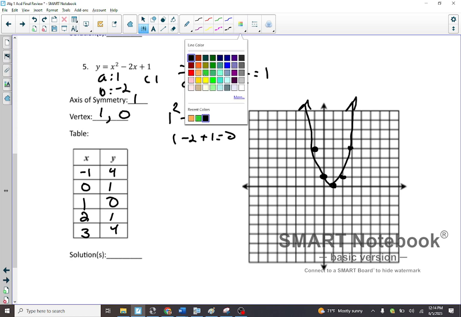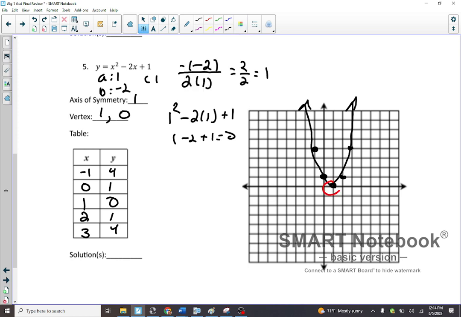And in this case, there's only one place where it hits the x-axis, which happens to be (1, 0). So your solution is (1, 0). This happens to be the same as the vertex. It's not always going to be the same as the vertex. If you have multiple points, you will list multiple points, okay?